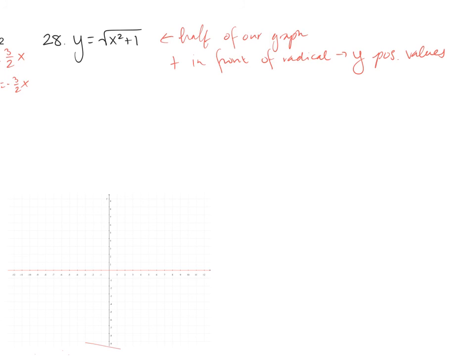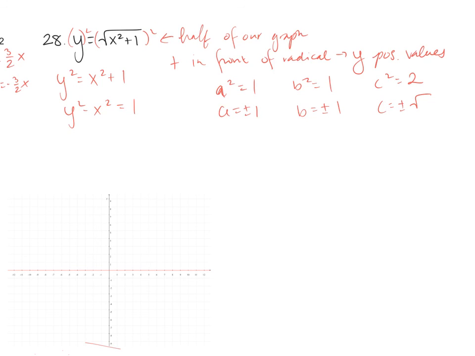And now we just need to figure out what the graph of our hyperbola would look like in general. So we're going to square each side. We get y squared is equal to x squared plus 1. So y squared minus x squared is equal to 1. This is the standard equation, right? So a squared is 1, so a is plus or minus 1. b squared is also 1, so b is equal to plus or minus 1. And so c squared is 2, so c is plus or minus square root 2.